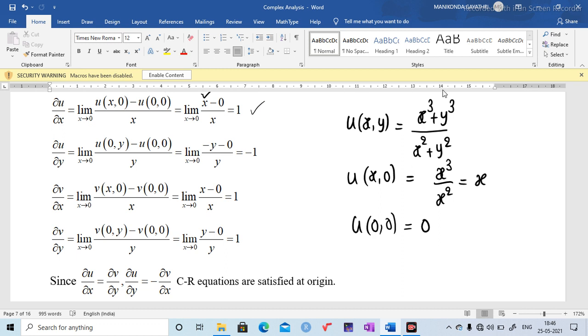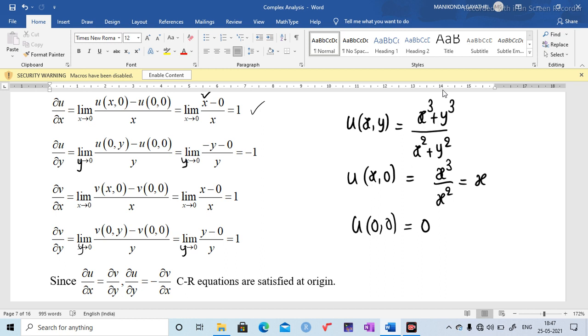Similarly, you can calculate u of 0 comma y, then you get minus y. Already u of 0 0 is 0 only, divided by y. Minus y by y means minus 1. Limit of minus 1 is minus 1 only. Here y tends to 0. ∂v/∂x is also calculated like that, then you get 1. ∂v/∂y is also calculated, you get 1.